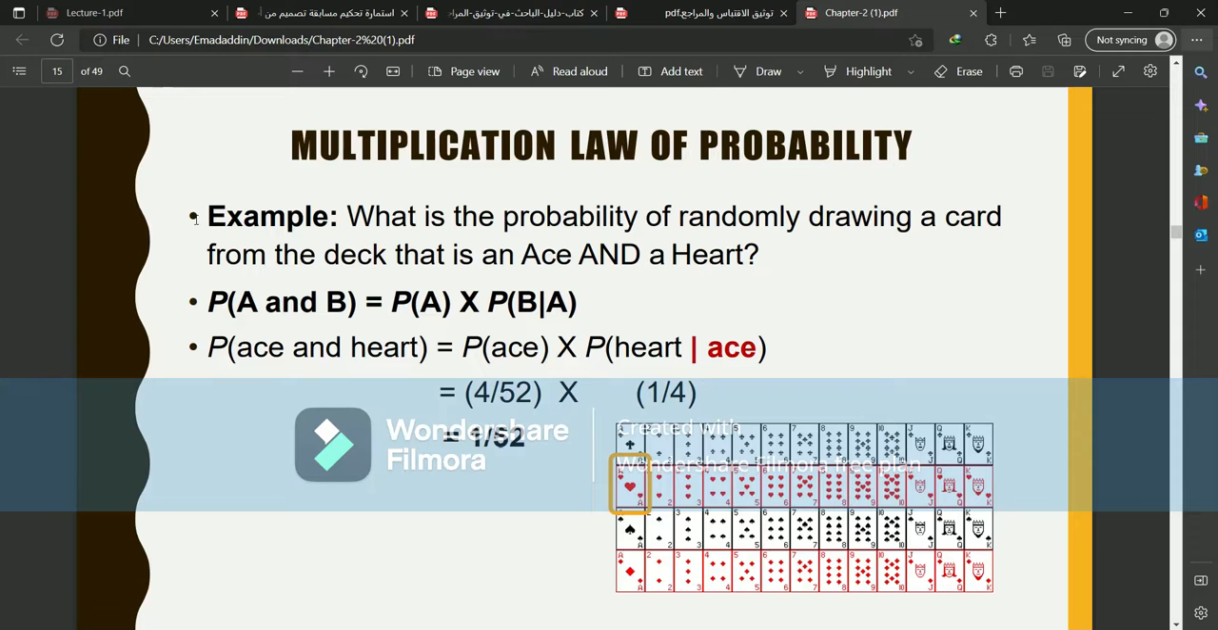Multiplication law of probability. Example: what is the probability of randomly drawing a card from the deck that is an ace and a heart? P(A and B) equals P(A) times P(B given A), or the intersection of A and B. P(ace and heart) equals P(ace) times P(heart given ace), which equals 4 over 52 times 1 over 4. That equals 1 over 52.